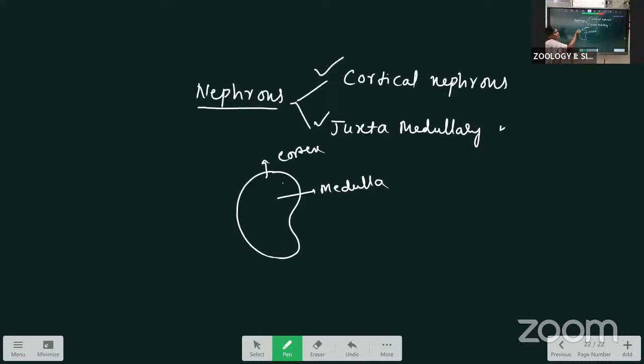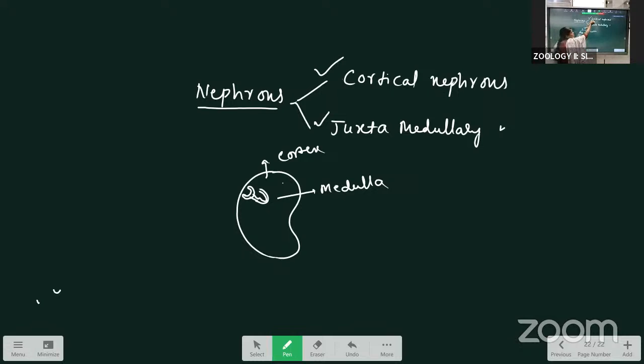What is the difference between them? In the cortical nephrons, the Malpighian corpuscle is present in the cortex region only. The PCT is present in the cortex region only. Only the Henle's loop is present in the medulla region, and the Henle's loop is also short in this one. So the major part of the cortical nephron is present in the cortex region only.